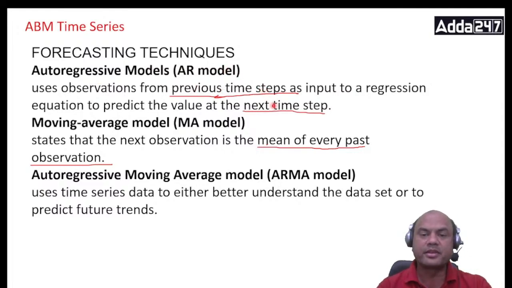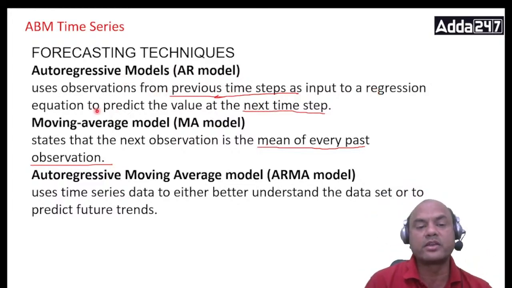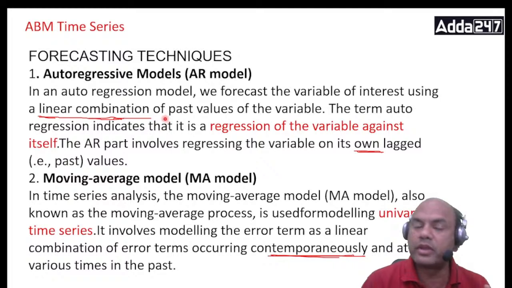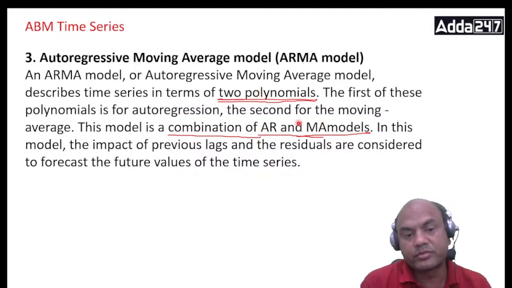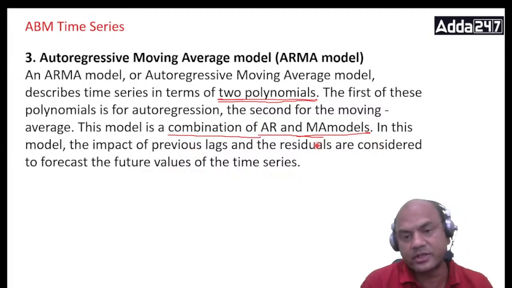Now these are given in short. Auto-regressive uses observations from previous time steps as input to the regression equation to predict the next time step. Moving average MA states that the next observation is a mean of every past observation. The auto-regressive model uses the time series data to either better understand the data set or to predict future values. So importantly, these earlier two slides are very important from the exam point of view. AR is linear and own lagged. Moving average is univariate and contemporaneous. Then the ARMA model is a combination of these two. And this line is important: the impact of previous lags and residuals are considered, both previous lags and residuals.